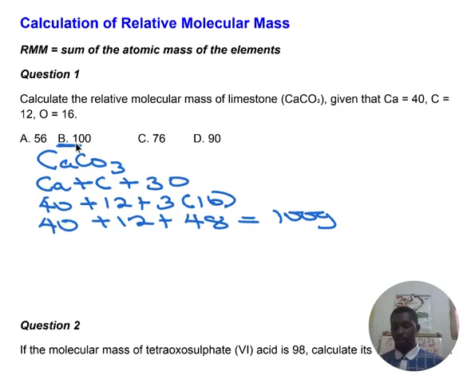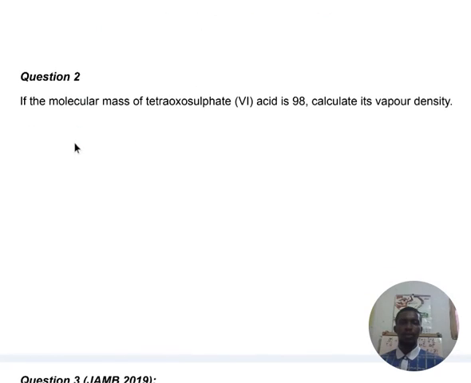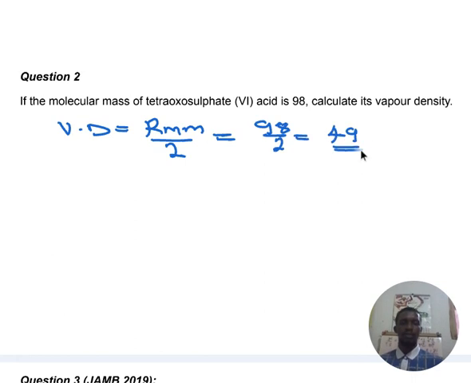So next, sometimes in some questions you will be asked to calculate vapor density. Now let's take a look at question 2. It says if the molecular mass of tetraoxosulfate 6 acid is 98, calculate its vapor density. Now, the relationship between vapor density and relative molecular mass is that vapor density, Vd, is equal to relative molecular mass divided by 2. So what we basically do here is divide the relative molecular mass you were given, which is 98, by 2. And if you do that, you're going to get 49. Right, so that's the vapor density.